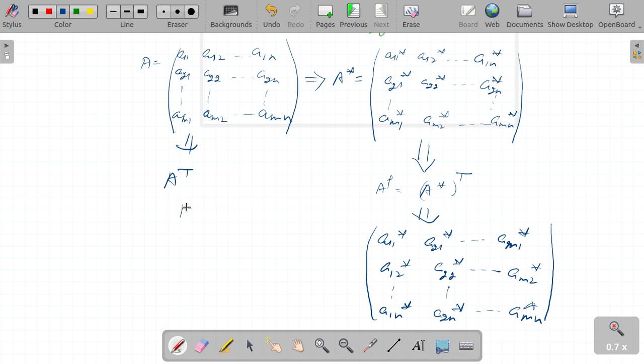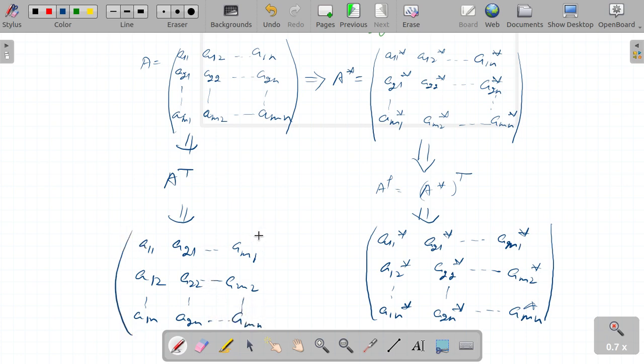I can also do one other thing. If I take the transpose first, then it can be written as A11, A21, AM1, A12, A22, AM2, and so on, A1n, A2n, AMN, and if I take its complex conjugate, it will become A dagger, and again it will become this matrix.